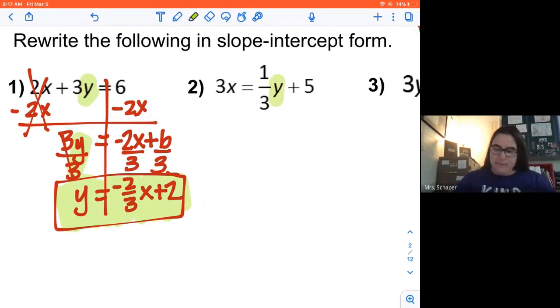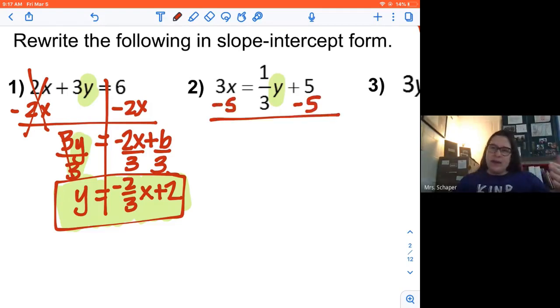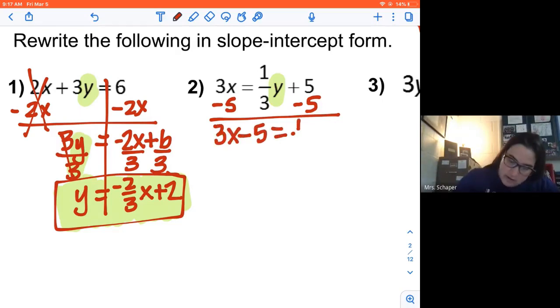Let's look at the next one. Again, my goal is to get y by itself. All right, that's my goal. So I'm going to start by subtracting 5 from both sides. And again, I can't combine 3x and 5 because 3x has an x and 5 doesn't. So I'm going to have 3x minus 5 equals 1/3 y.